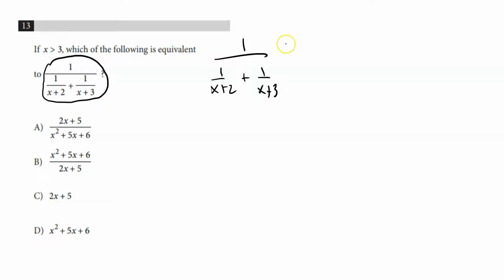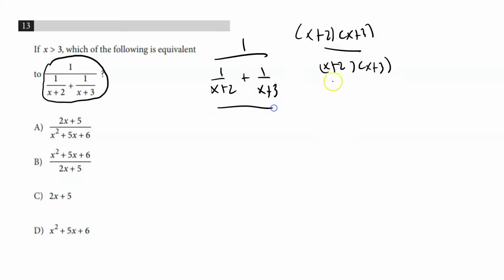To make this into a more digestible form, we can just multiply by x plus 2 times x plus 3 over x plus 2 times x plus 3. If you see, this gets rid of this ugly denominator here, and it's legal mathematically, because if you cancel all this out, it's just 1. So you're basically just multiplying this entire expression by another way of rewriting 1, so we can do that.